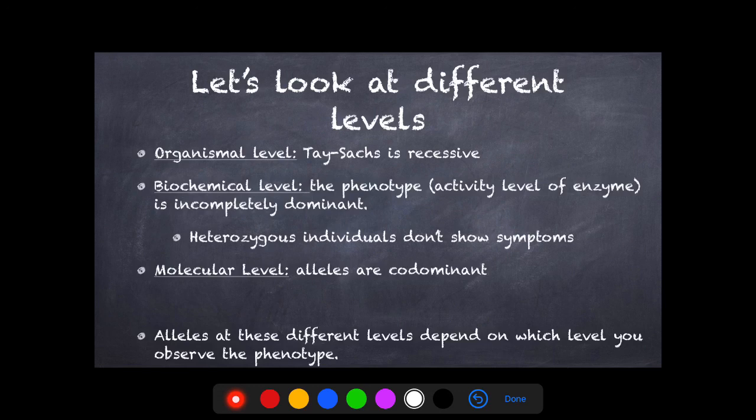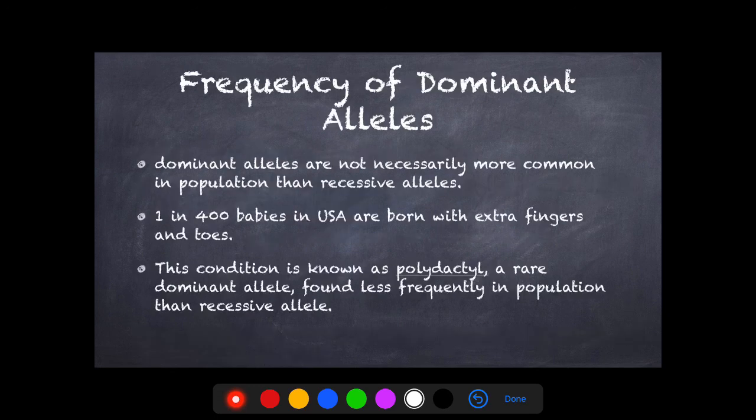If you look at the molecular level, the alleles are going to be codominant, which means that they affect the phenotype in separate, distinguishable ways. So, for example, if I have the AB blood type, both alleles can show up in one blood type. Alleles at these different levels depend on which level you observe the phenotype. Like I said before, which level you look at determines what kind of phenotype you will possess.